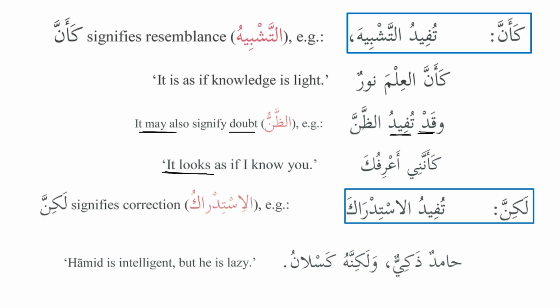لكن تفيد الاستدراك. It signifies correction, when you want to correct something. حامد ذكي ولكنه كسلان. Hamid is intelligent, but he is lazy. So we have two ideas over here. And basically when we have two opposite or different ideas, we use lakinna, or we use but.